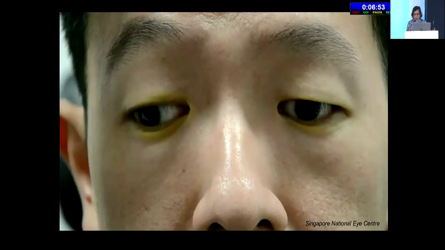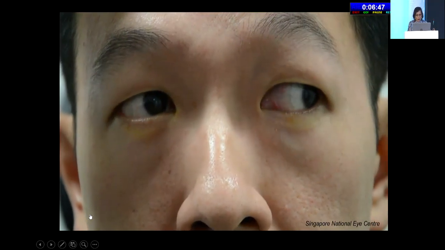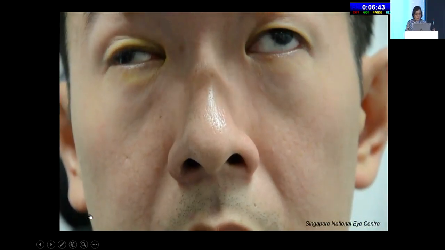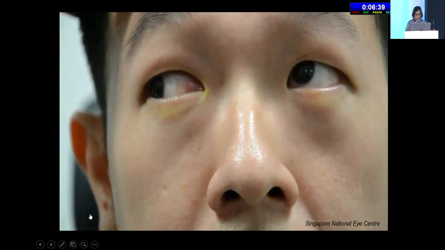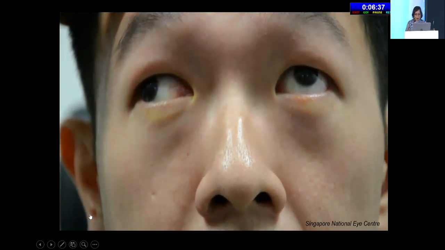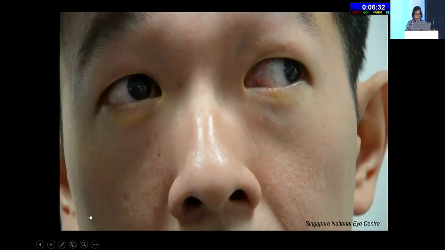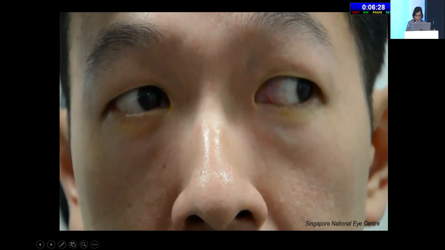We have a quick cover test, and we start seeing the eye movements. It looks reasonably okay. And we look at him in up gaze. There's still some V pattern there. Now let's see what's going on. Okay, that's the same video again, sorry. So here you have him in a still shot.